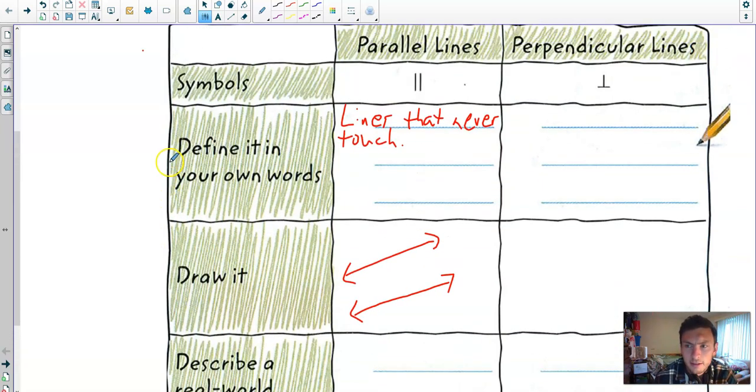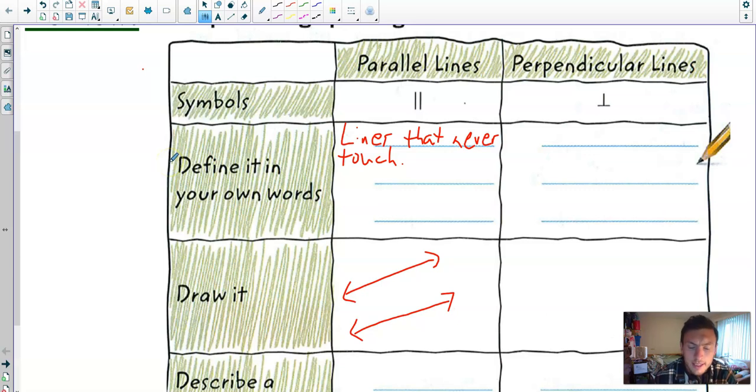Now, perpendicular lines. This is where students make mistakes. Perpendicular lines are not just any two lines that intersect. They're like, oh, it's the opposite of parallel. No. Perpendicular lines, and I'm going to type it, that might be easier.